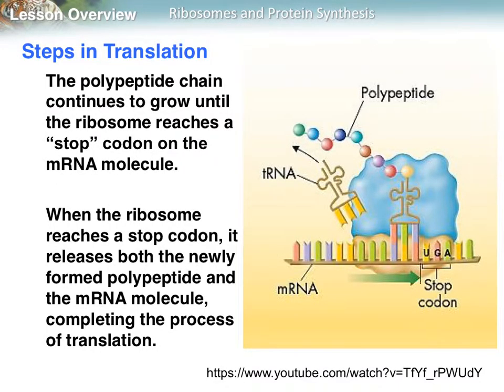The chain of amino acids continues to grow until the ribosome reaches a stop codon on the mRNA molecule. When the ribosome reaches the stop codon, the polypeptide chain is released, and that completes the process of translation.